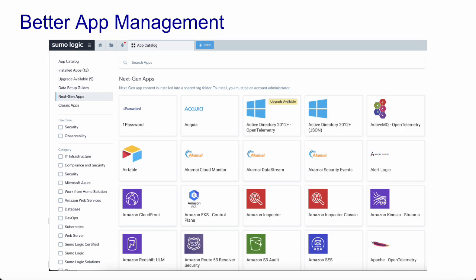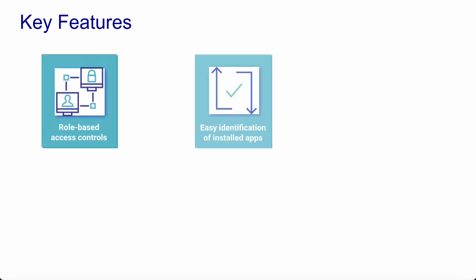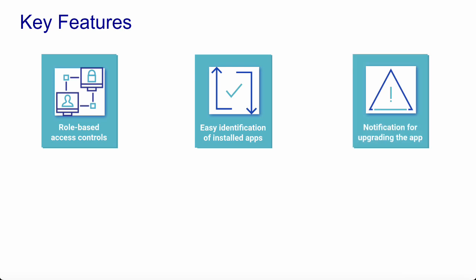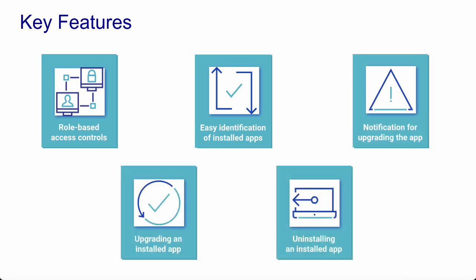NextGen apps simplify app management and maintenance and are available within a new section of the applications catalog. The key features of the NextGen app include role-based access controls, easy identification of installed apps, notification for upgrading the app, upgrading an installed app, uninstalling and removing an installed app.